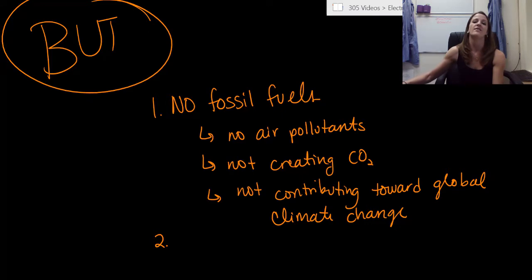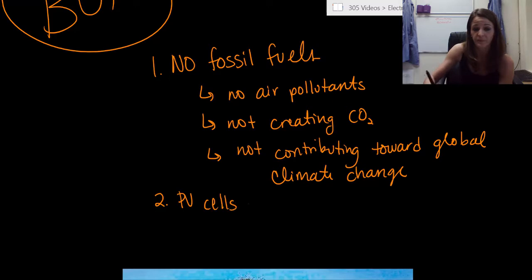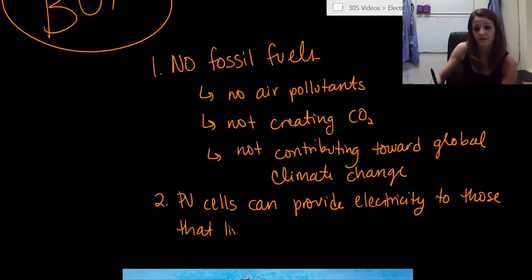And number 2, and this is something that is more important for people who are not as lucky as the American citizens are, so people who live in remote locations. Basically, PV cells can provide electricity to those that live in remote areas, which is really, really important.